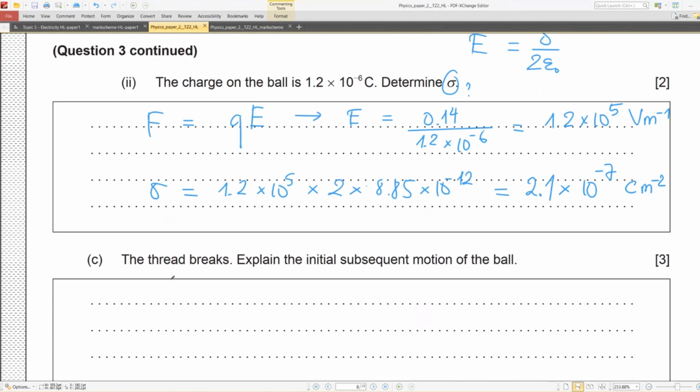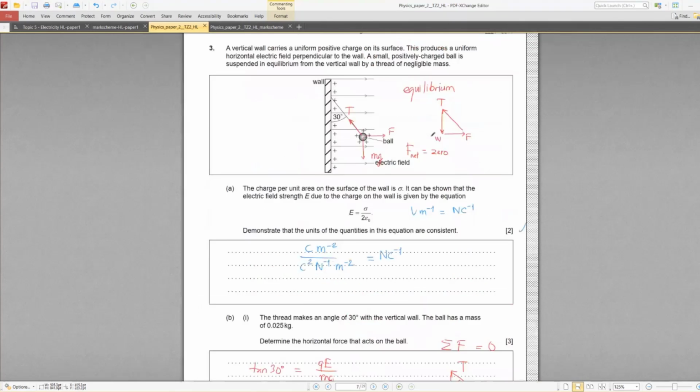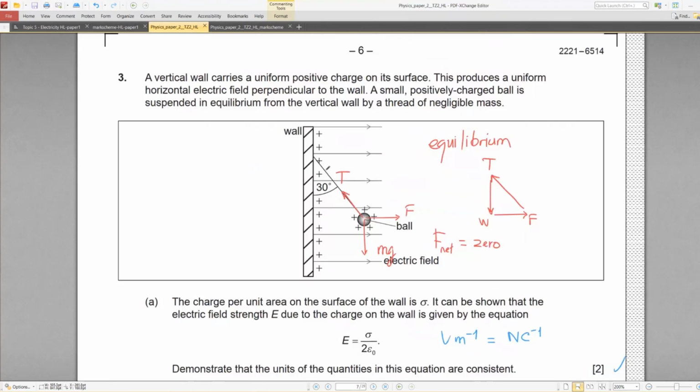The next question: the thread breaks, explain the initial subsequent motion of the ball. Okay, think about it. How will the ball move when the thread breaks? Under the effect of two forces, the weight and the electric force. But the electric force is not constant. It will decrease when the ball goes away from the wall, right?